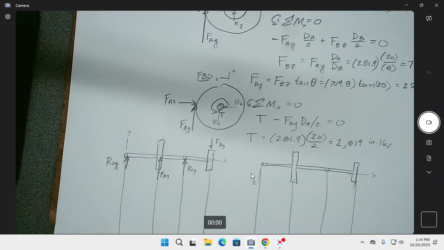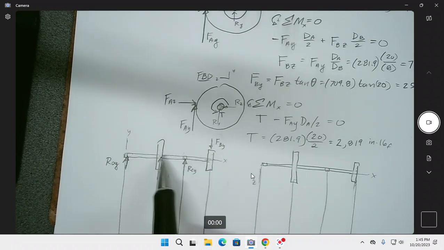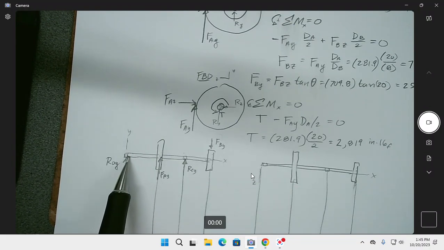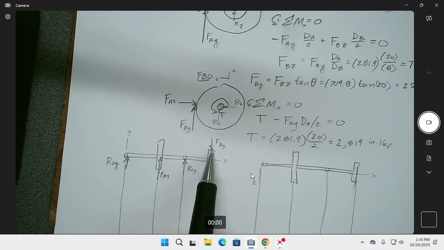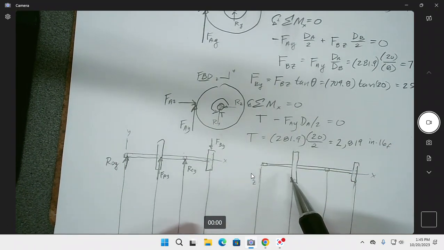We don't know for sure which direction these reactions are going to go because they're dependent on the magnitudes of these forces and these distances. This one has a chance of having to be downwards because this one could be so large. It has to keep the thing up. But the same thing goes over here with finding the loads.